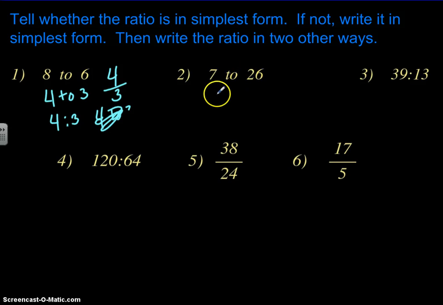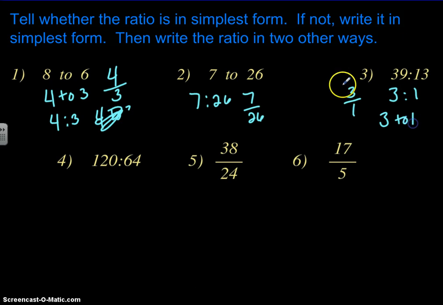7 to 26, that is definitely reduced. Two other ways I can write that is 7 colon 26 and then 7 over 26. 39 to 13 is not reduced. 13 goes into both of those. That becomes 3 to 1, 3 colon 1. I can write that as 3 over 1. Now, I do not want to make this just a whole number 3, because it is a ratio. We want to keep it in fraction form to show it is.